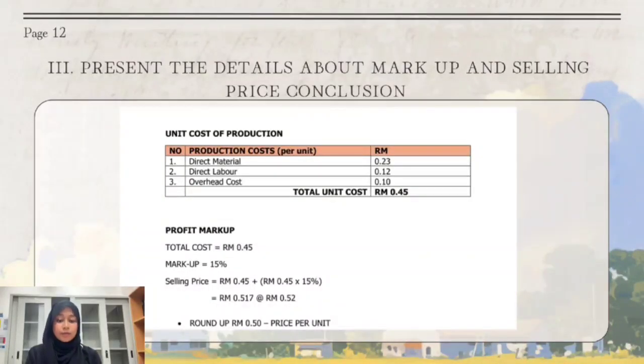So we mark up at 50% per unit. And for the selling price, we multiply the total cost with the markup, which we get 52 cents per unit. But we round up, we get 50 cents per unit.